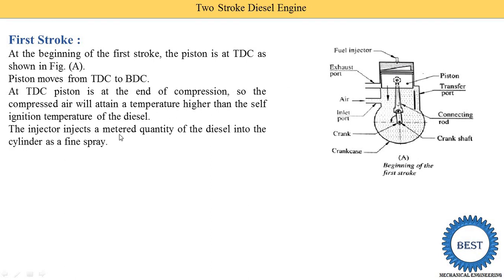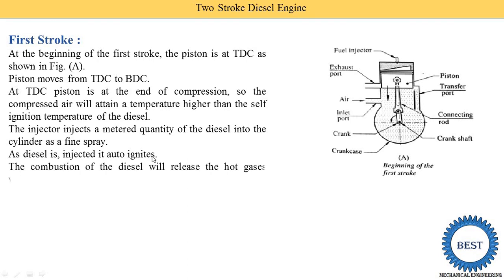The injector injects a metered quantity of the diesel into the cylinder as a fine spray. So here the fuel injector supplies the diesel in the form of a fine spray. As the diesel is injected, it auto-ignites and the combustion starts. So combustion of the diesel will release the hot gases which increase the pressure and temperature in the cylinder. So here the temperature and the pressure are increased inside the cylinder due to the combustion of the diesel.